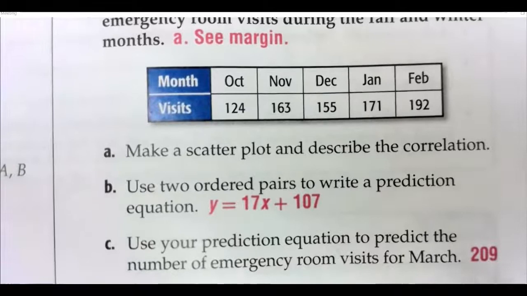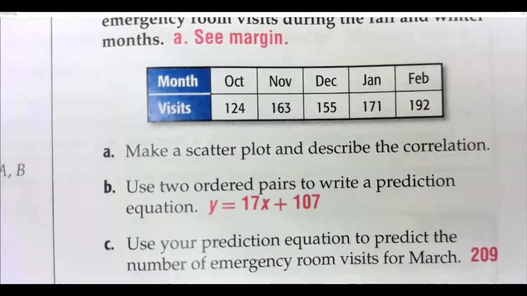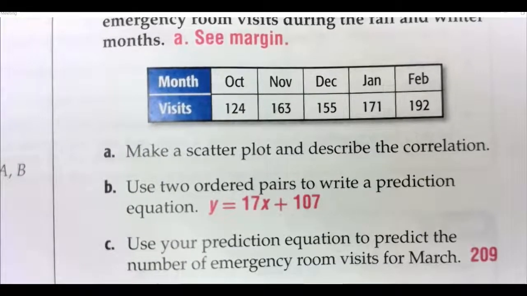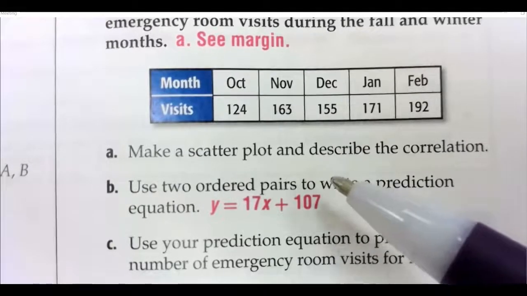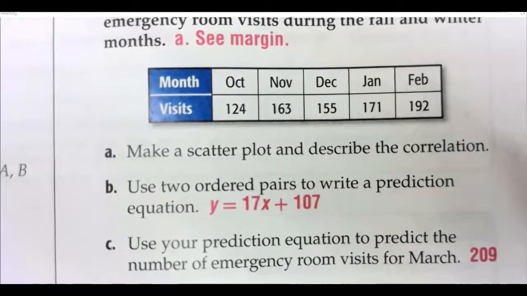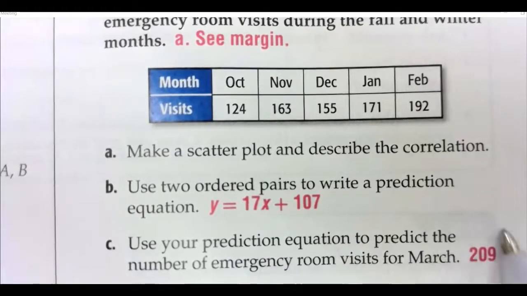Using that graph, you could pick two ordered pairs and write your prediction equation. In this case, the textbook got approximately 17x plus 107. You're looking for anything in that range. So maybe you had 15x plus 110, or maybe you had 20x plus 105. Again, all of those are valid. They're very similar. Much like your prediction, it should be similar to 209.